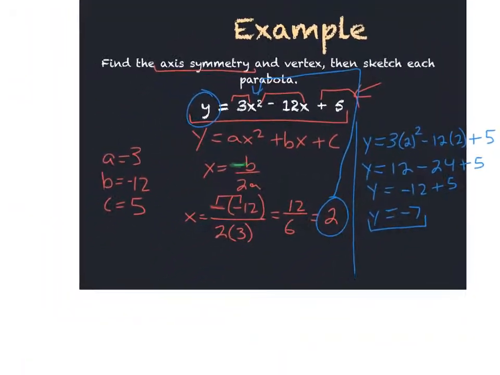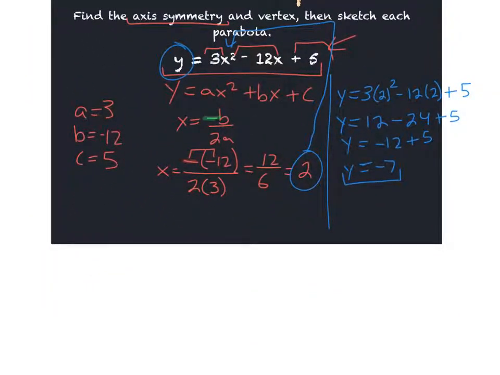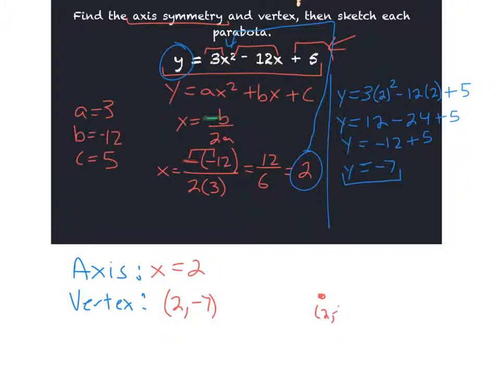So let's go ahead and write some of this out. It asks for the axis of symmetry. We figured that out. The axis of symmetry is going to be x equals 2. It asks for our vertex. We figured that out. Our vertex is going to be 2, comma, negative 7. All right, now it's asking for a sketch. So we know our vertex is going to be 2, negative 7. So I'm going to put this point here, and I'm just going to label it 2, negative 7. And it's a quick sketch.